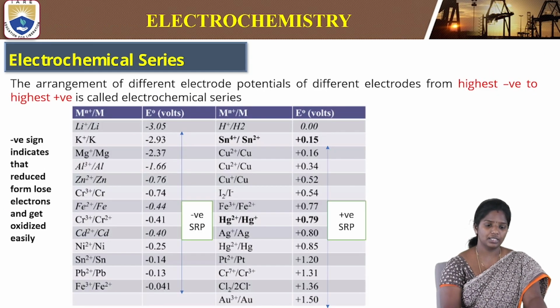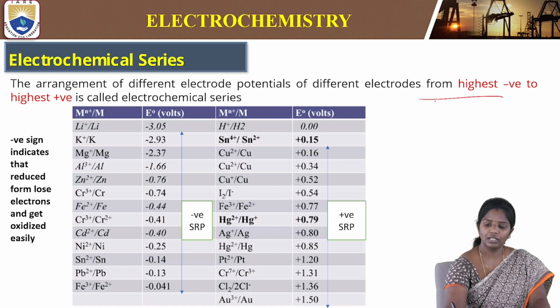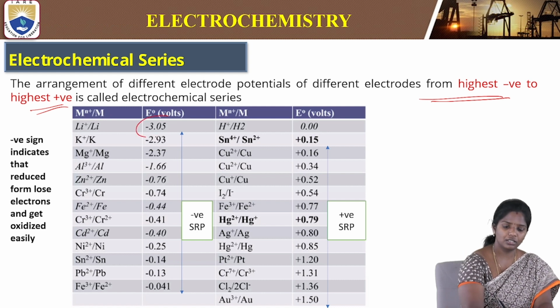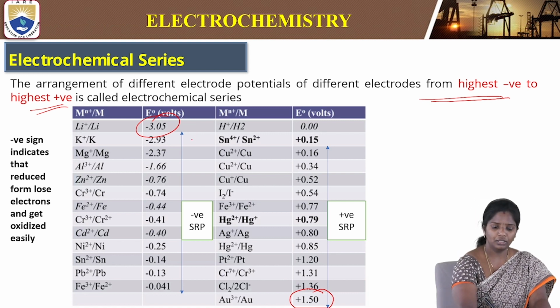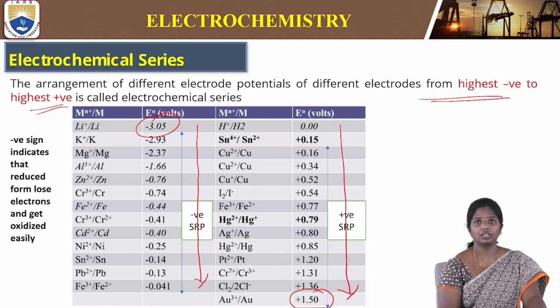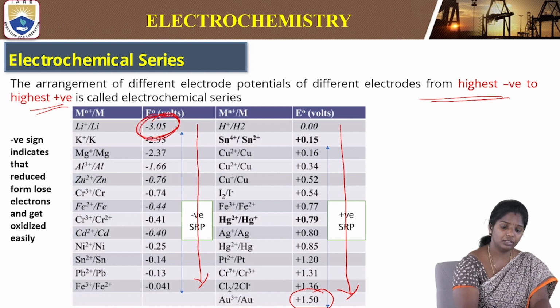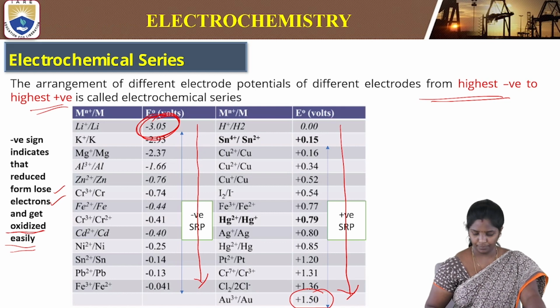So then the electrochemical series. After calculating the electrode potentials, they are arranged in a series from the highest negative values of these electrode potentials to the highest positive values. So this is the highest negative value and this is the highest positive value. This is how elements are arranged in an electrochemical series. The more negative indicates the loss of electrons, and it gets oxidized easily.